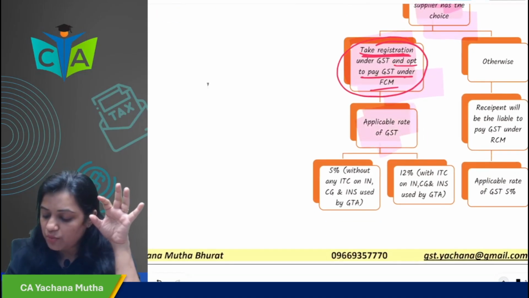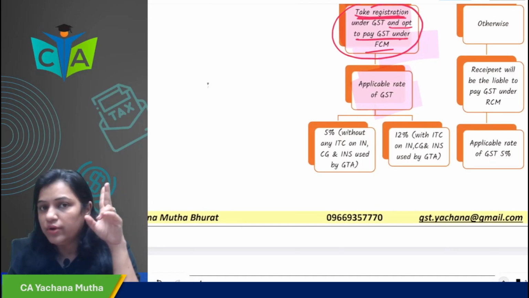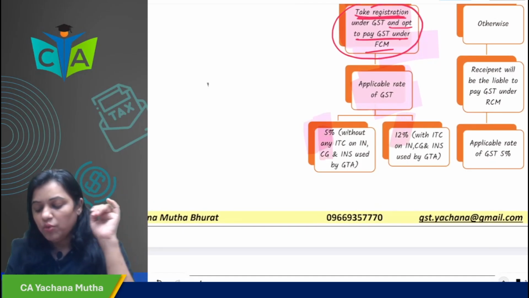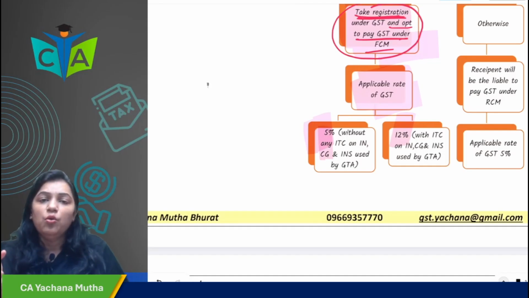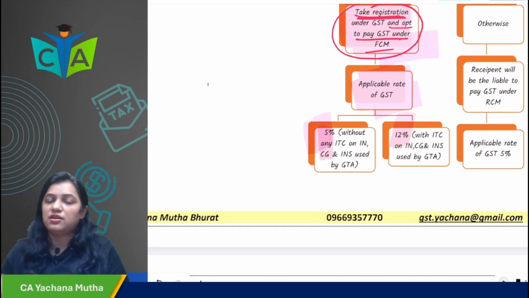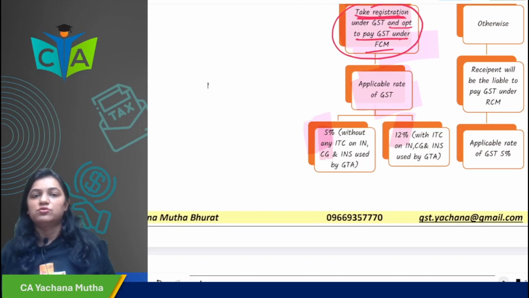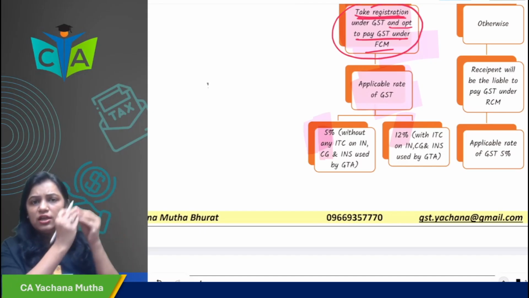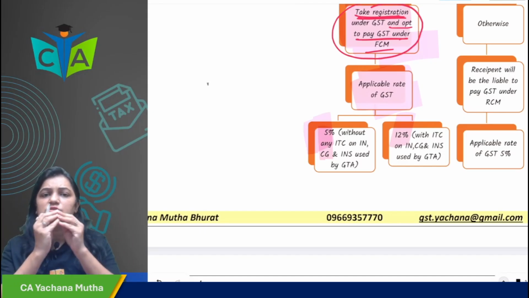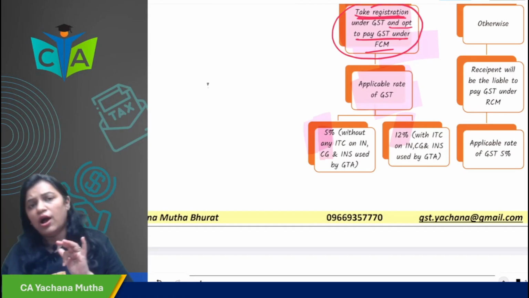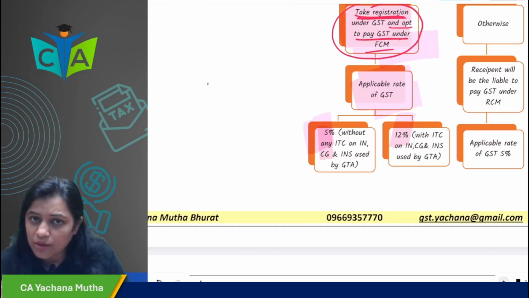The applicable rate of GST would be what? There are 2 rates: one is 5%, one is 12%. When is 5% applicable? When you are not taking input tax credit of inputs, input services and capital goods. In that case, on output you can discharge 5%, not a problem.